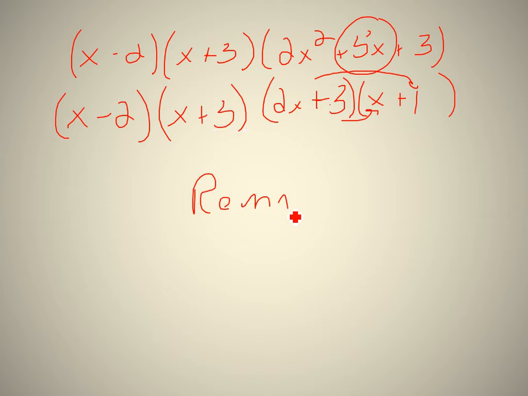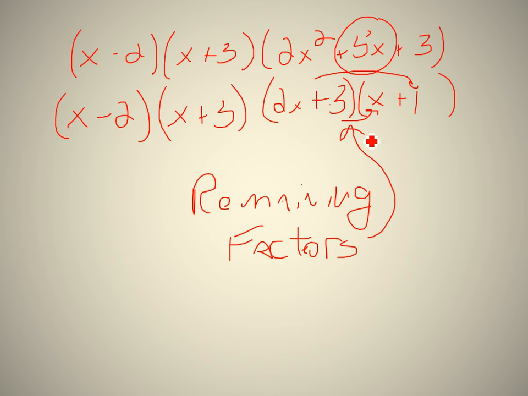Let me put this down here. Remaining factors are 2x plus 3 and x plus 1. Those are the remaining factors there. So when you get to the end, how do you know if you're right? That in fact those are the remaining factors.